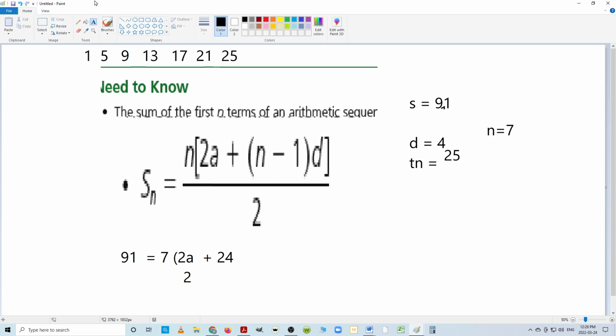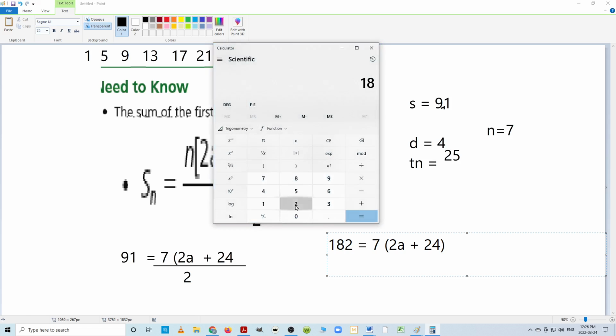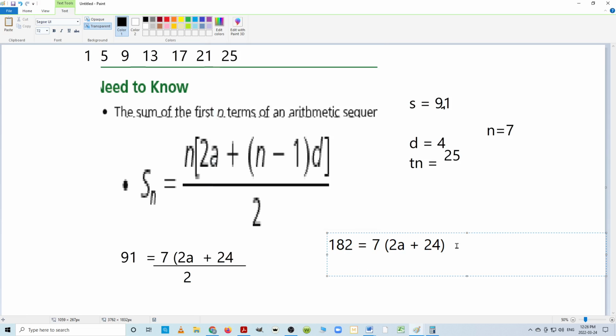Well, to solve this algebraically, we have to solve for a. So we're going to multiply both sides by 2. We get 182 is equal to 7 times, 2a plus 24. I'm going to divide both sides by 7, so 182 divided by 7. And you get the idea. We're just going to bit by bit get this. 26 is equal to 2a plus 24. So 2a is equal to 2, which means a is equal to 1.